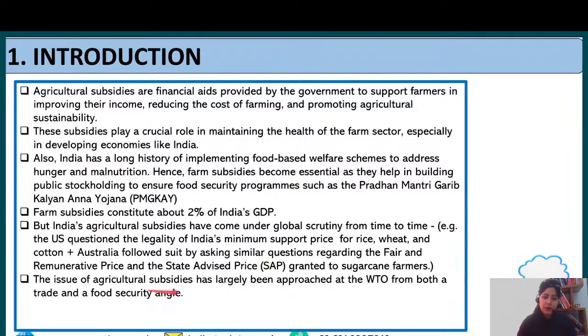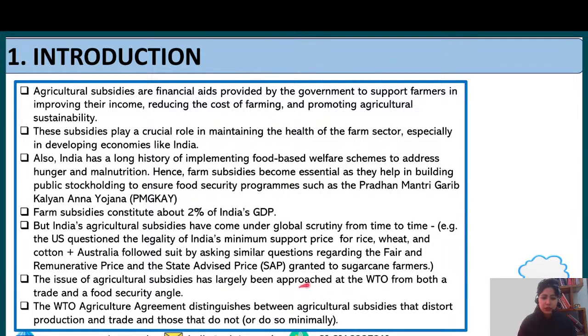So the issue of agricultural subsidies has largely been approached at WTO from two angles. The first one is the trade distortion angle, and the second is the food security angle. So the developing countries want food security, the developed countries want transparency in trade. So the WTO Agriculture Agreement provides for all kinds of subsidies. It distinguishes between agricultural subsidies that distort production and trade, and those that do not, or do so minimally.